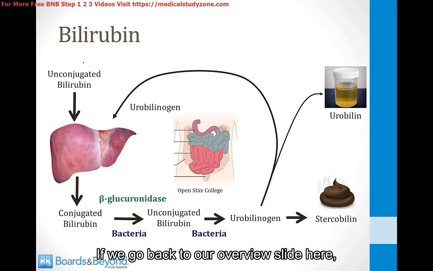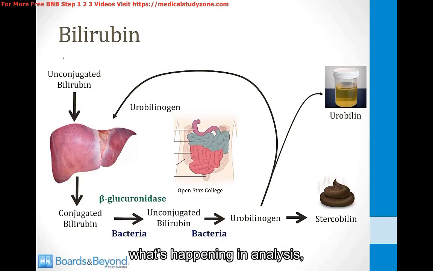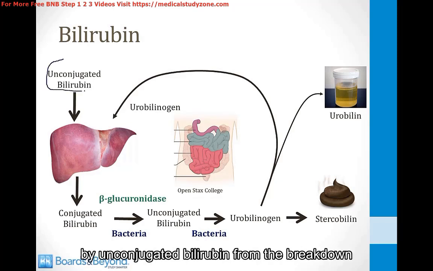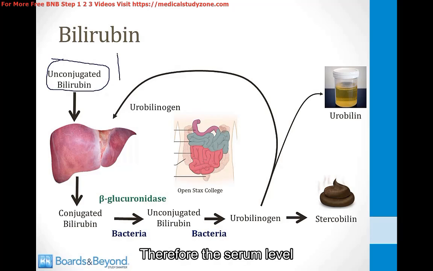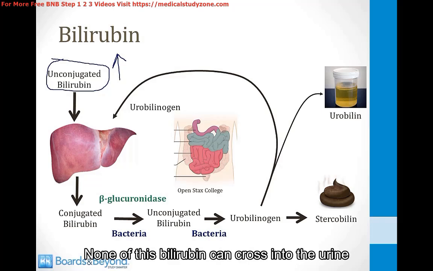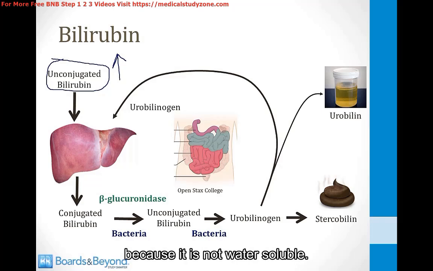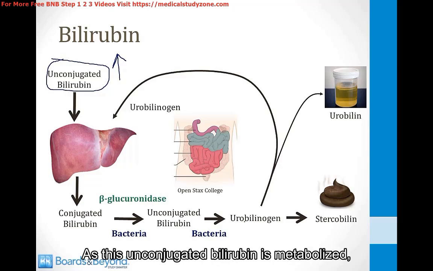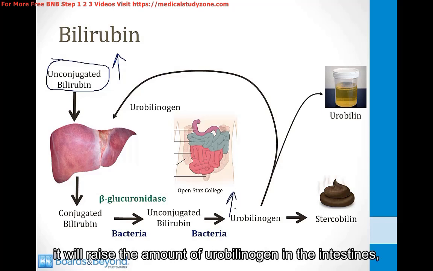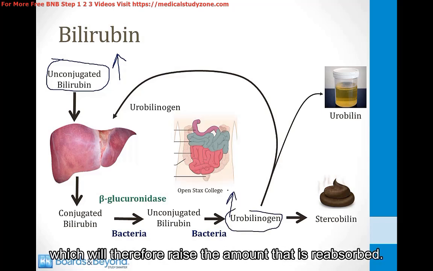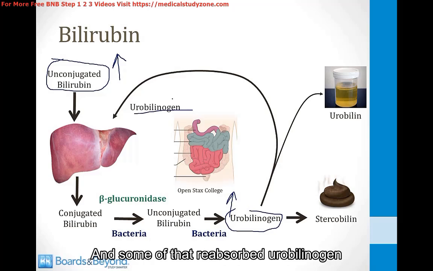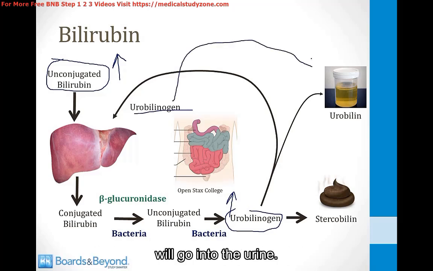If we go back to our overview slide here, what's happening in hemolysis is that the body is being overwhelmed by unconjugated bilirubin from the breakdown of all that heme. Therefore, the serum level of unconjugated bilirubin will rise. None of this bilirubin can cross into the urine because it is not water soluble, so you won't see any bilirubin in the urine. As this unconjugated bilirubin is metabolized, it will raise the amount of urobilinogen in the intestines, which will therefore raise the amount that is reabsorbed, and some of that reabsorbed urobilinogen will go into the urine.